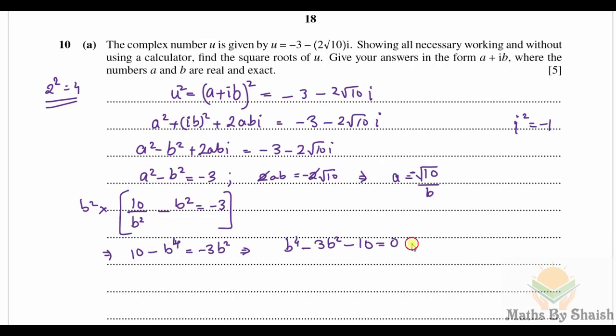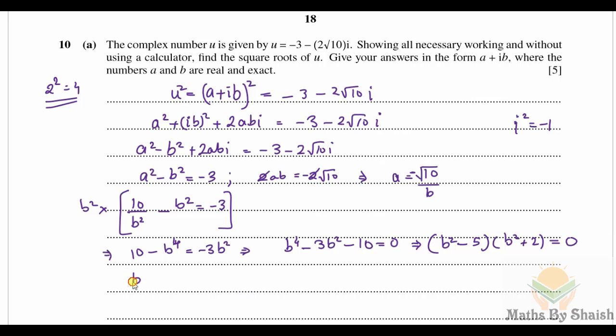So I can factorize it as b square... We know it is going to be 5 and 2. When you multiply, you will get 10, and if you subtract, we get minus 3. So it would be (b square minus 5) into (b square plus 2) is equal to 0.